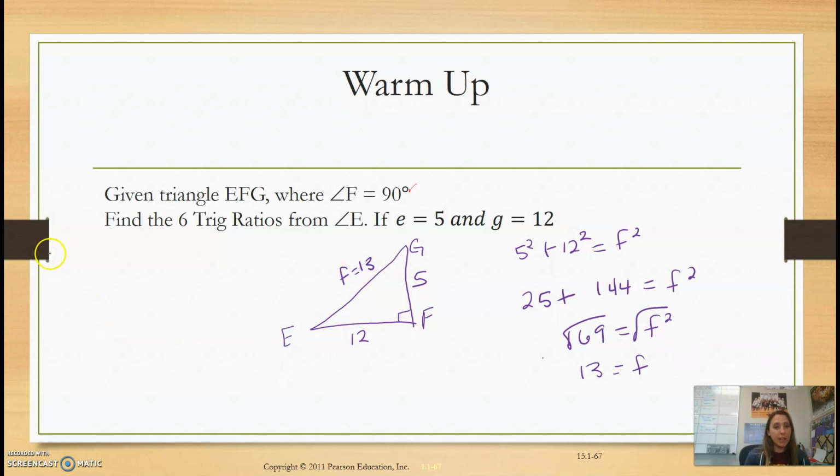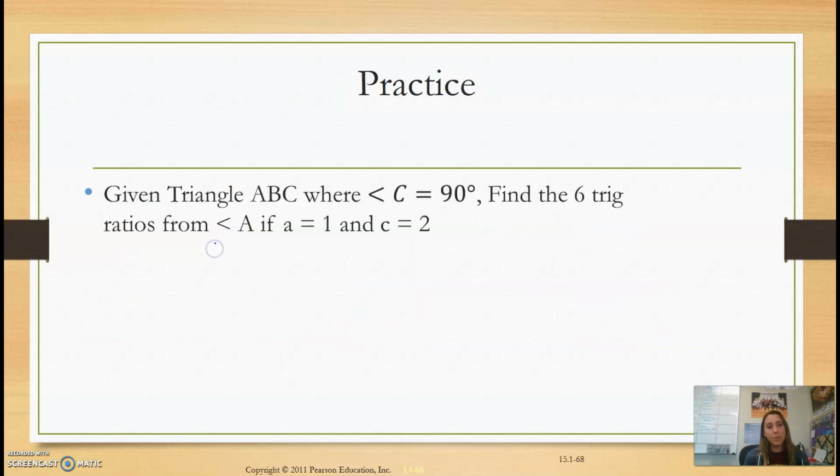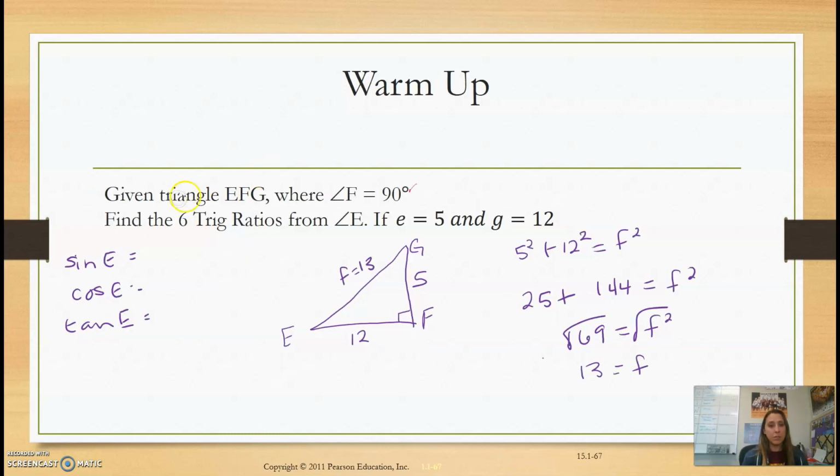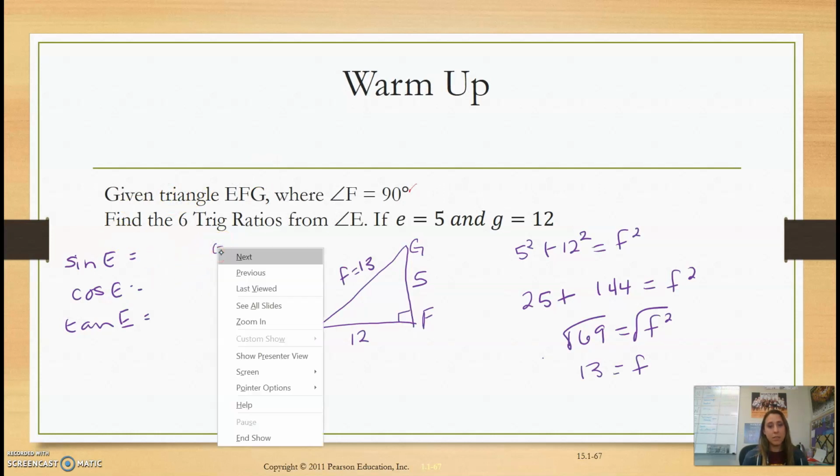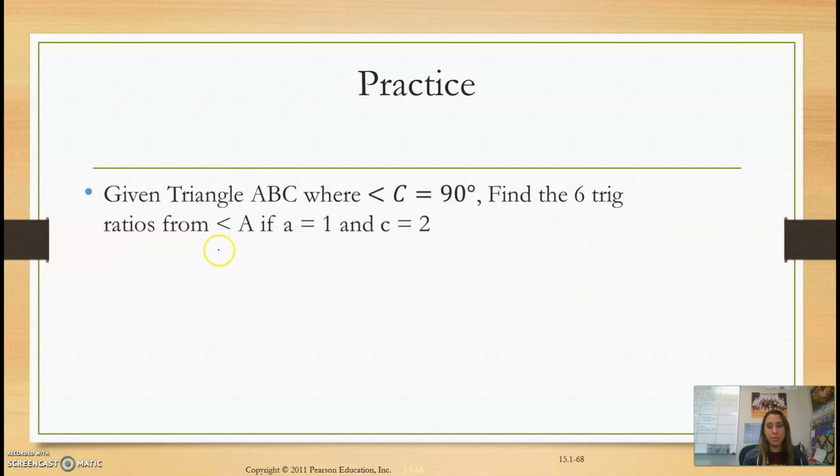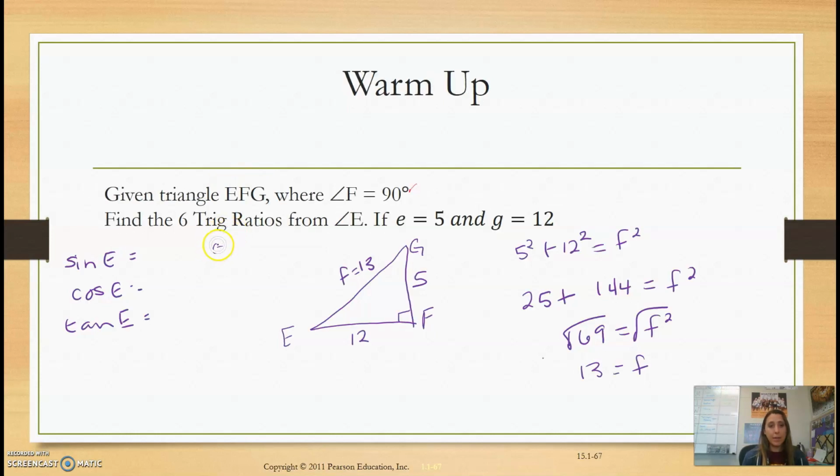So I'm going to find the sine of E. Go ahead and do this in your notes on your own. Then I'm going to find the cosecant. So go ahead and hit pause.